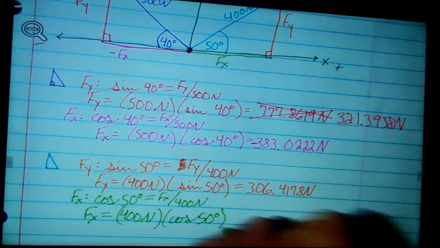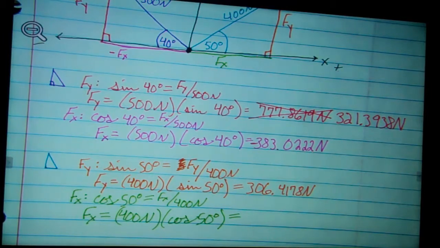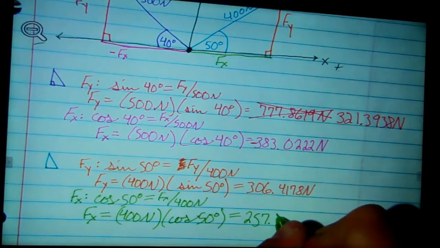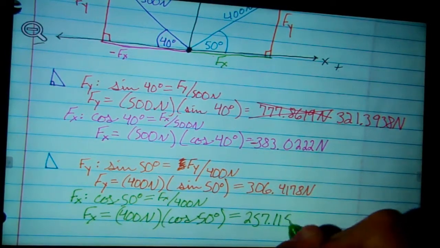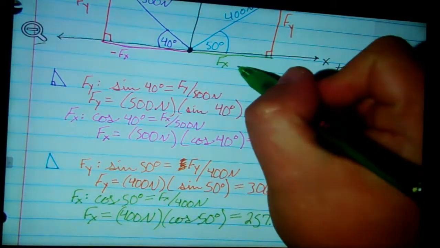You're requiring me to think right now. So I'm trying to do math. This is hard. 257.1150 newtons. Zero newtons. This will be positive because it's in the positive direction.